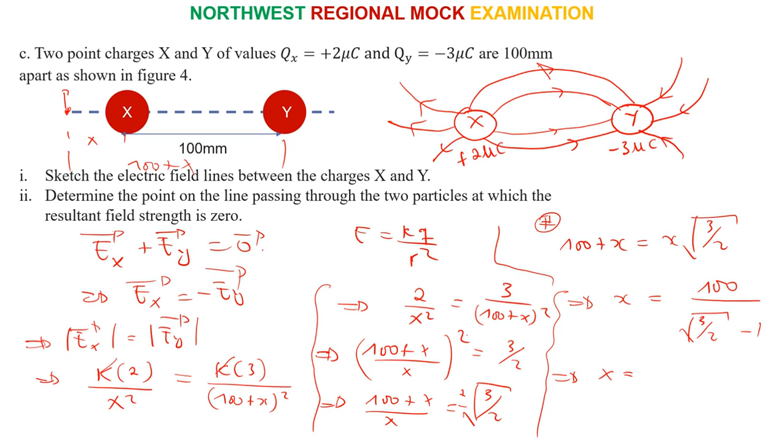So this will give 444.95 millimeters. That's where we are going to observe a zero electric field. Remember, it is 444.95 millimeters from X, and so it is going to be 544.95 millimeters from Y. That's the point where the electric field should be zero. Now if we use the negative, we are going to realize that x will be negative and distances cannot be negative, so it is cancelled.